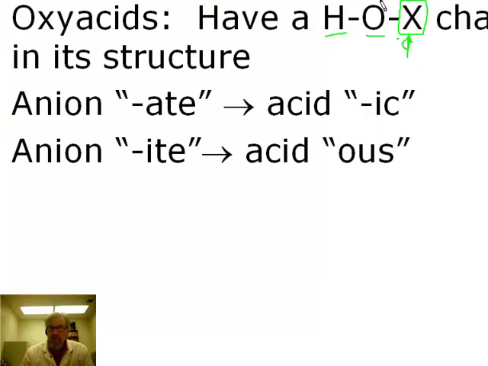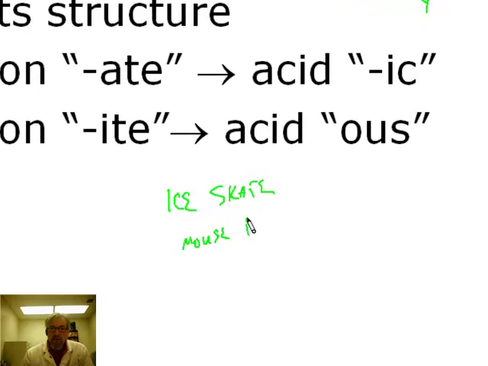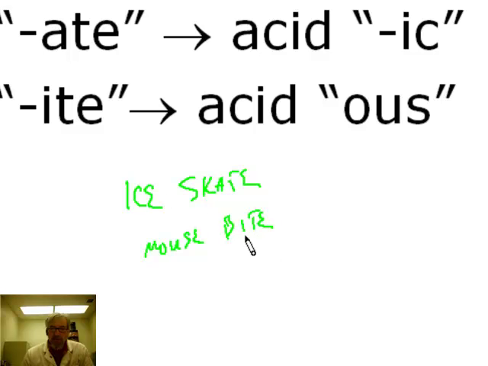Here's a little memory device that some of my students invented a few years ago. Ice, skate, mouse, bite. If you can remember that little phrase, it's a nonsense phrase, but it helps you remember this. Ice, skate, mouse, bite has in it ic for ate and ous for ite. Let's practice.